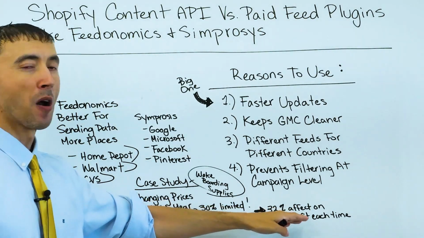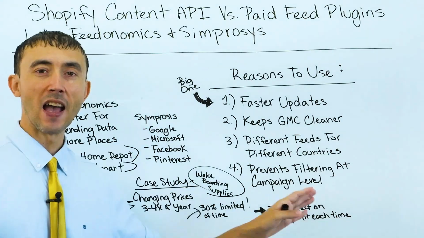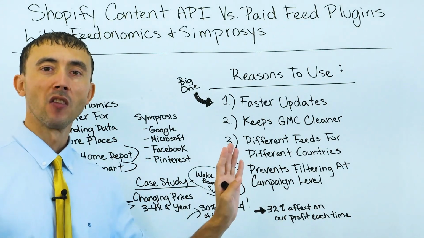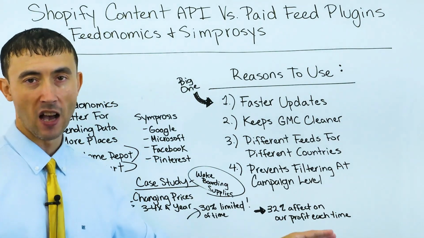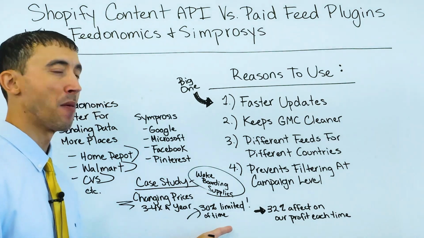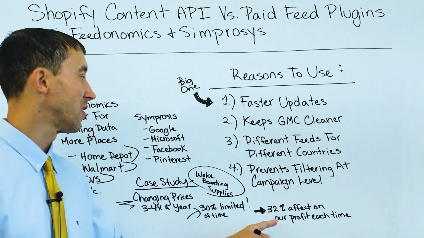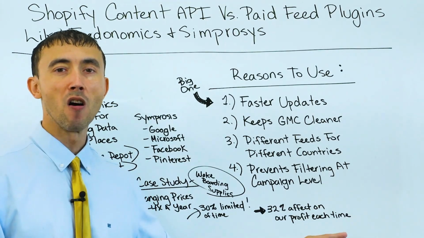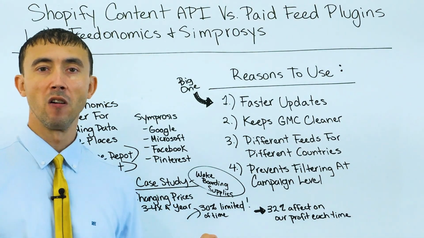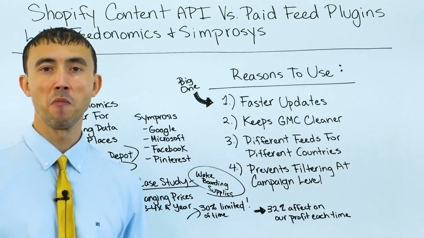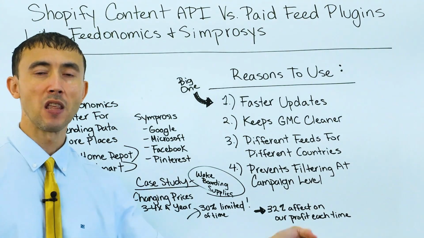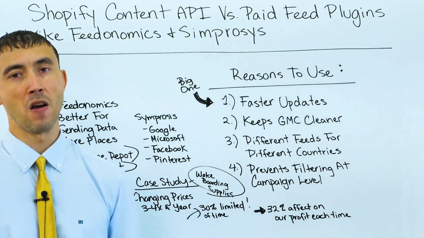32% of our profit was gone, at least during the times that it was limited. Not every time, but during the 30% of the time it was limited, that affected the profitability of our campaigns by 32% overall, week over week, if you will, just because the products were limited. So they don't get outright disapproved, but they become limited, and that in itself affects your profitability.